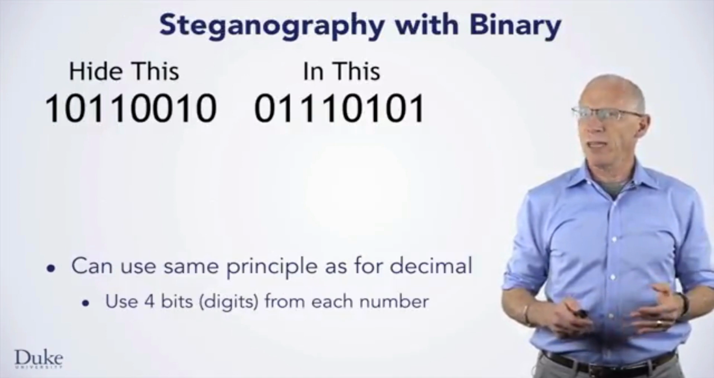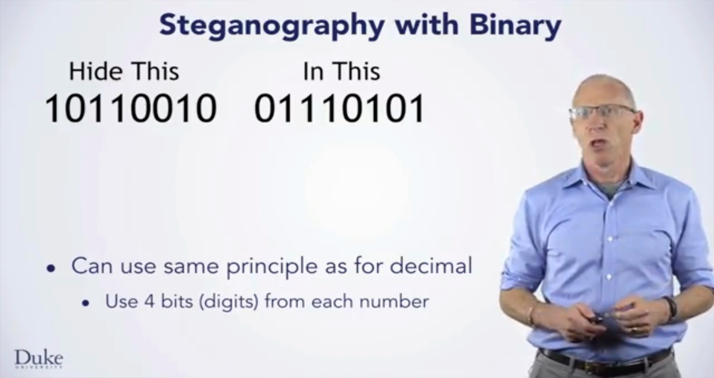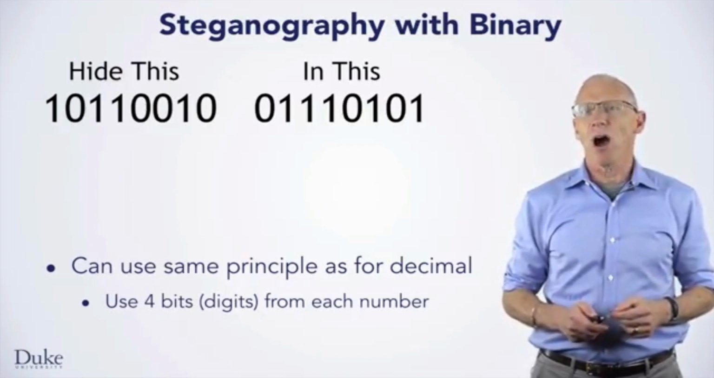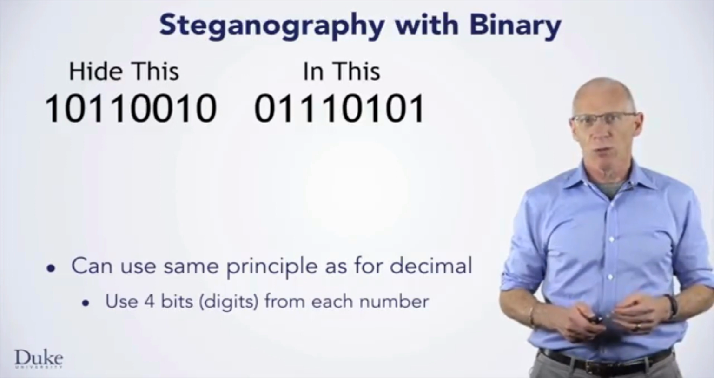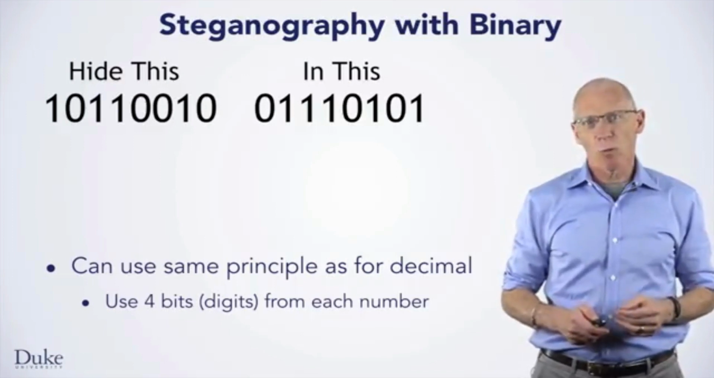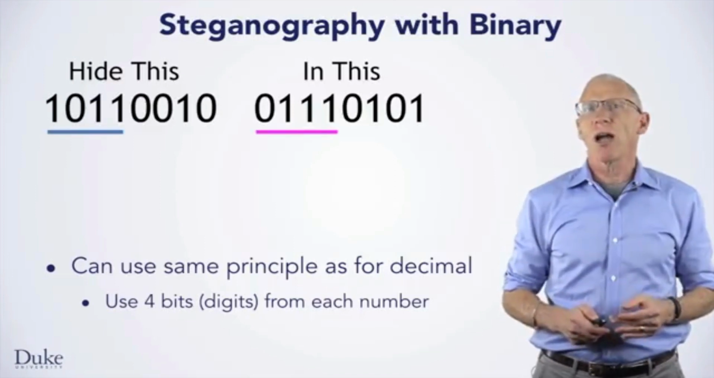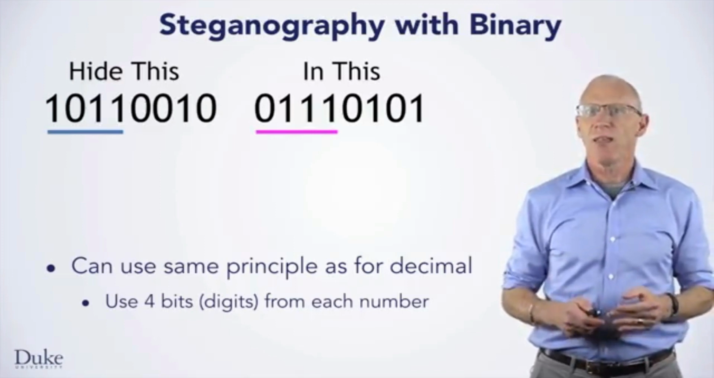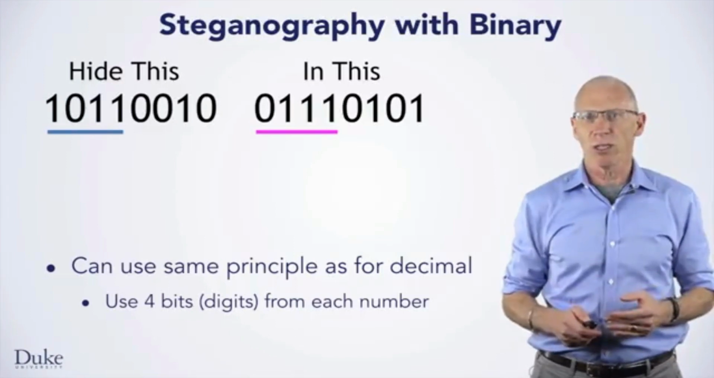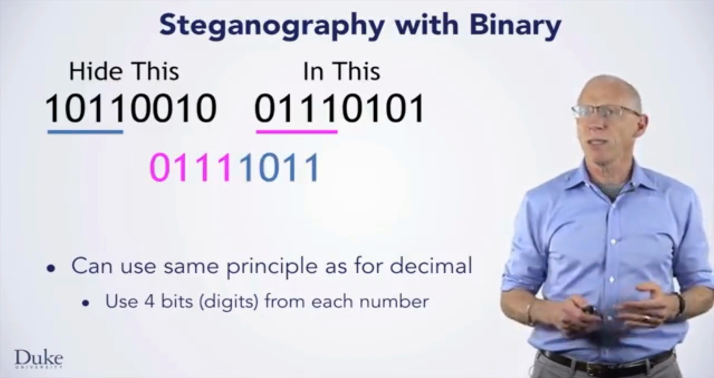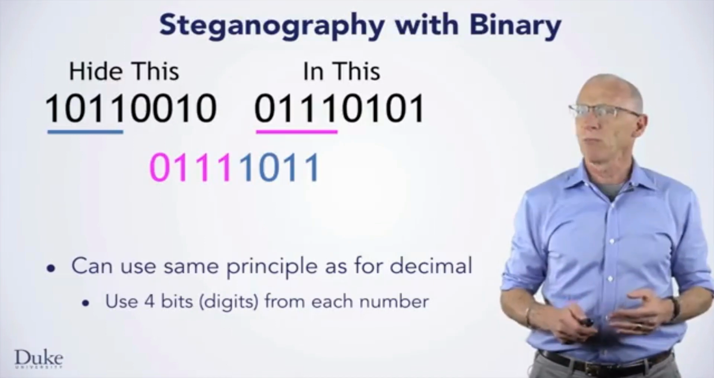Now that you know that each color is an 8-bit binary number, let's revisit the steganography problem. You want to hide the 8-bit number on the left, 1011 0010, in the number on the right, 0111 0101. As before, you'll hide the most significant digits. In this case, you use the 4 digits from each number, since that's half of the total digits. The resulting number would be this 8-bit binary number, where we've colored the bits based on which of the 2 original numbers they came from.